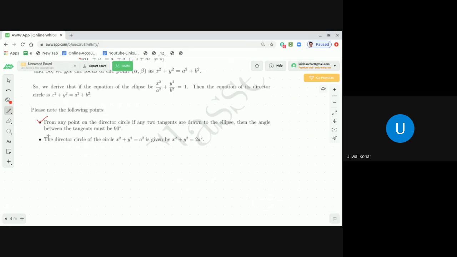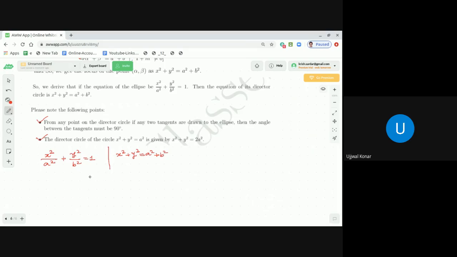And the second point is that the director circle of the circle x square plus y square equal to a square is x square plus y square equal to 2a square. How do we get it? We know that if the equation of an ellipse is x square by a square plus y square by b square equal to 1, then its director circle is x square plus y square is equal to a square plus b square.